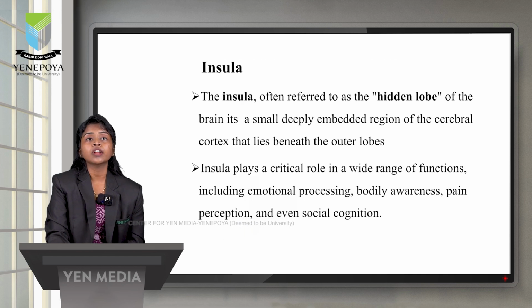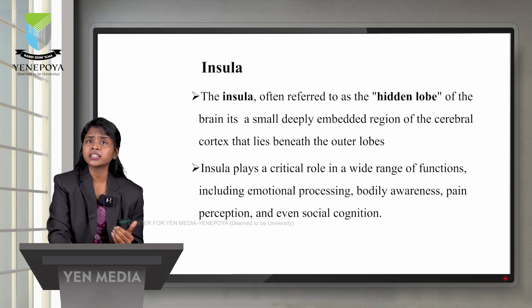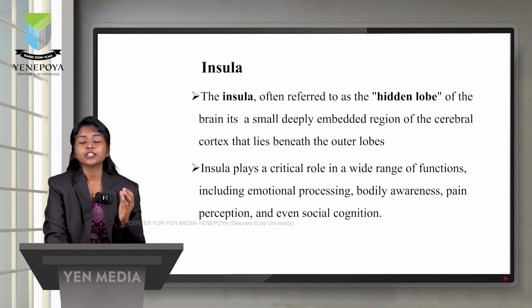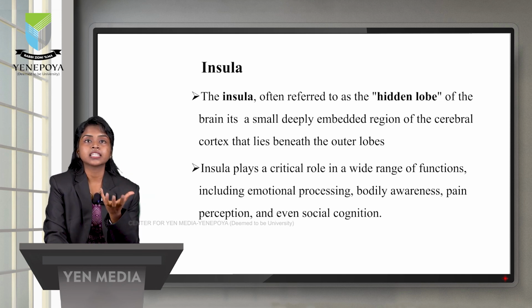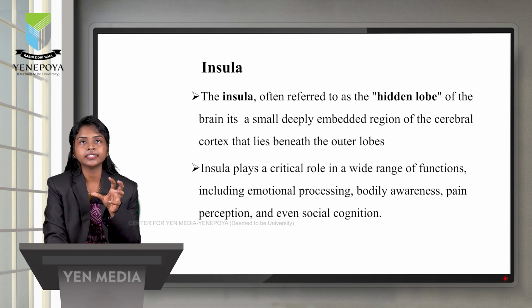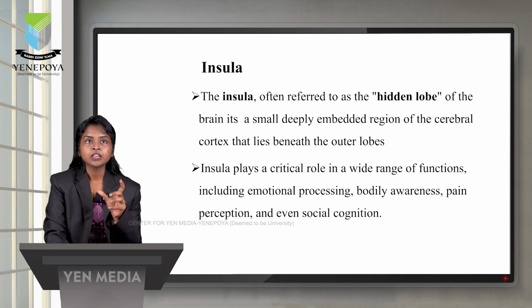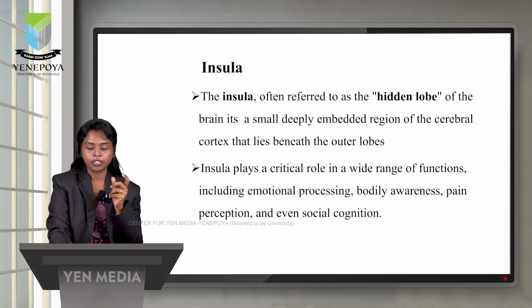So next we move on to the final part of the lobe classification, the insula. The insula is often referred to as the hidden lobe. Why is it called a hidden lobe? The four lobes are visible to the naked eye when we see the anatomical structure, but the insula is a very hidden part of the brain, a deeply embedded region of the cerebral cortex that lies beneath the outer lobes.